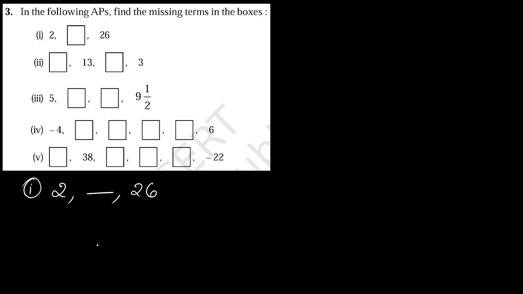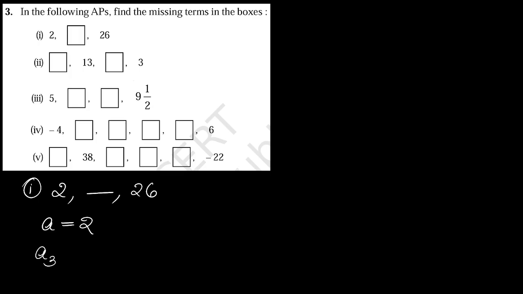I will tell you. Listen, if you get the first term and common difference, you can find out any term. Remember, if you know the first term and common difference, you can find out any term. So what is given in this question? The first term is given as 2. What about this 26? This is the third term. Is it correct? 26 is the third term.